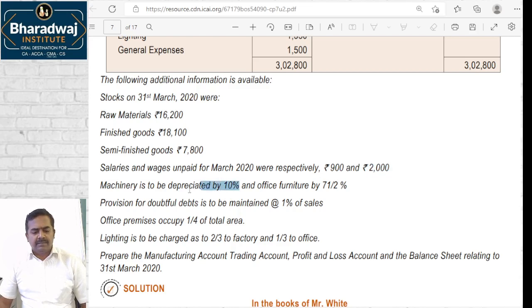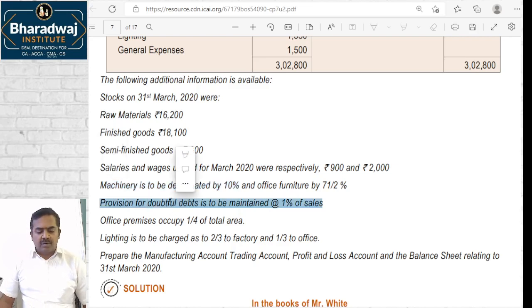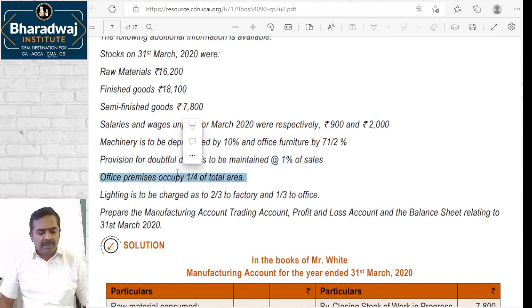Machinery to be depreciated by 10%. Where will it come? Manufacturing account. Office furniture 7.5%, P&L account. Provision for bad and doubtful debts 1% on sales. We have to take 1% on sales. So that will be adjusted in which account? P&L account. Not very important.